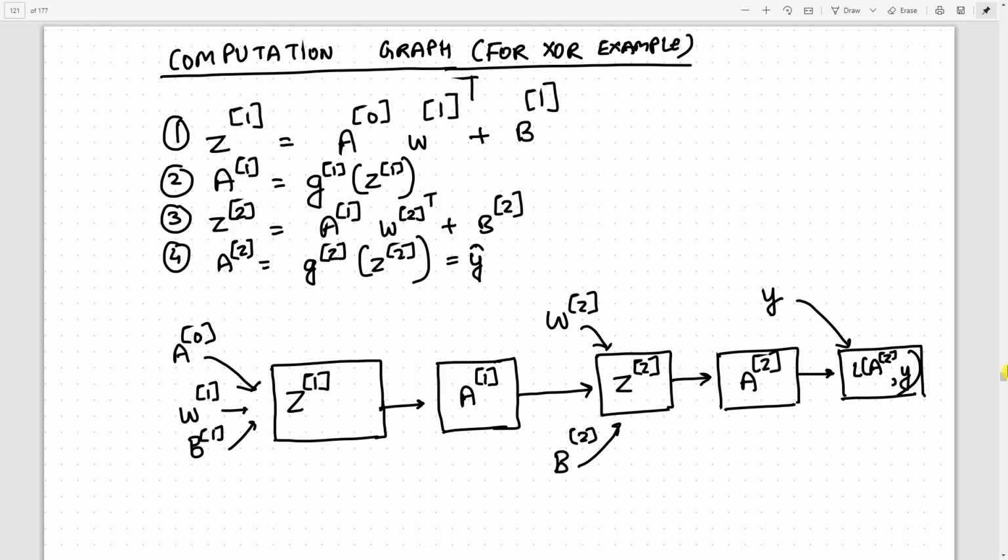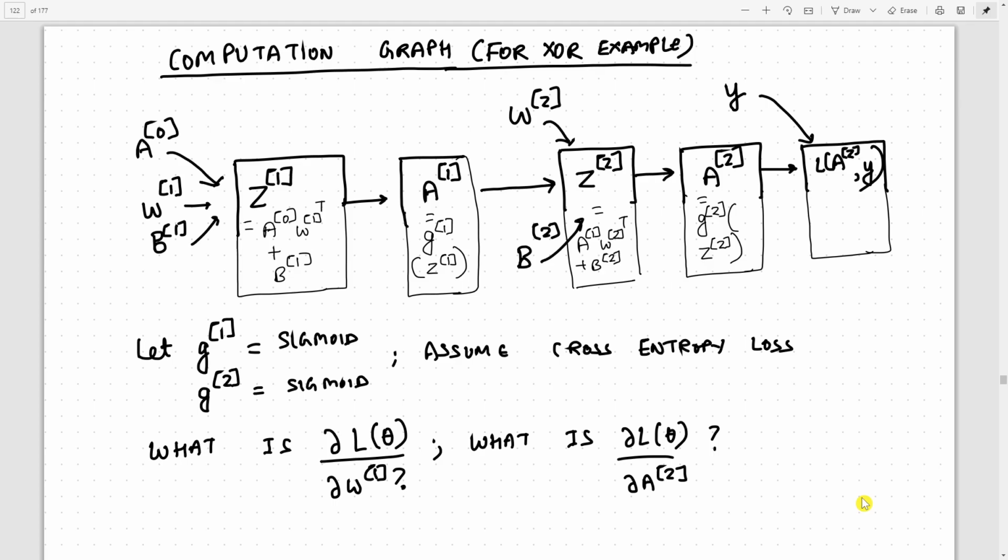You can also represent this entire thing via this computation graph. So there is one node Z1 which depends on A0, W1, B1, and the node A1 depends on Z1. The node Z2 depends on W2, B2, and A1, and A2 depends on the node Z2. Finally, there is a term which is computing the loss. The loss depends on A2, which is also the same as Y hat, and the ground truth Y. So based on all of these, we can do the forward pass and compute the loss.